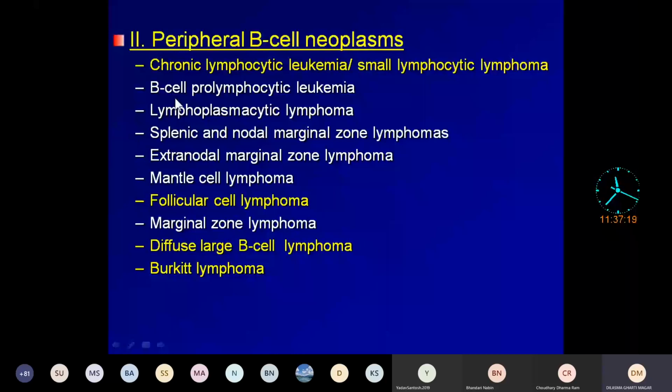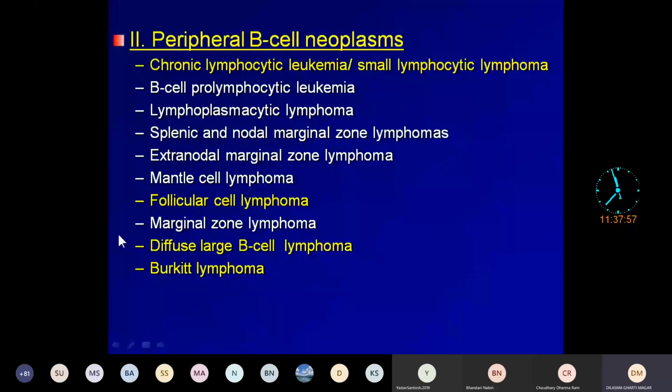And then the lymphoplasmacytic lymphoma. From the name, these lymphocytes look somewhat like plasma cells. And then splenic or nodal marginal zone lymphoma. Whenever Sir was teaching you the lymph node, by this time you must have seen what the marginal zone is, isn't it? Extranodal marginal zone lymphoma is there, and mantle cell lymphoma is also there. All these, you just have to know the name only. You don't have to know the detail.